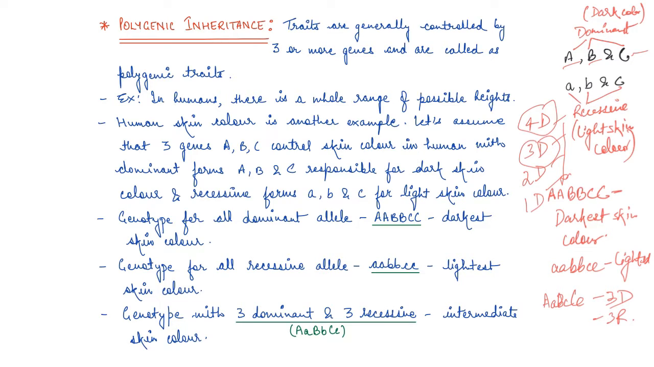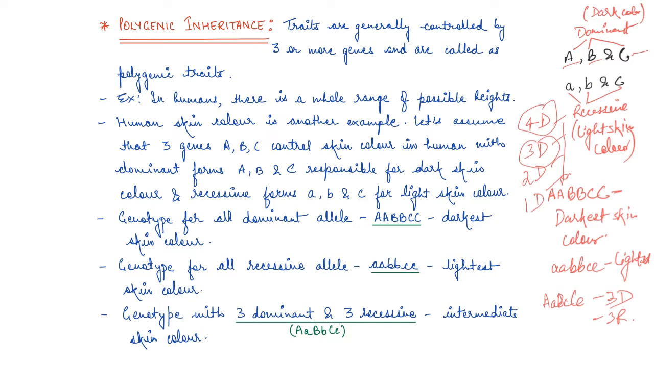So there can be multiple variations of the skin color depending upon the dominant and recessive alleles which are present in the organism. And this skin color is largely impacted by the environment or the climate condition that a person lives in. That is why it is said that in the case of polygenic inheritance, the influence of environment also plays a very important role, and that is also taken into account. So this is all about polygenic inheritance.